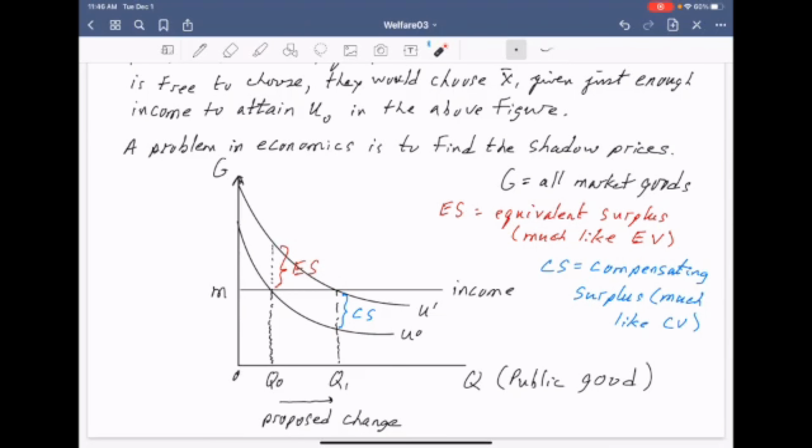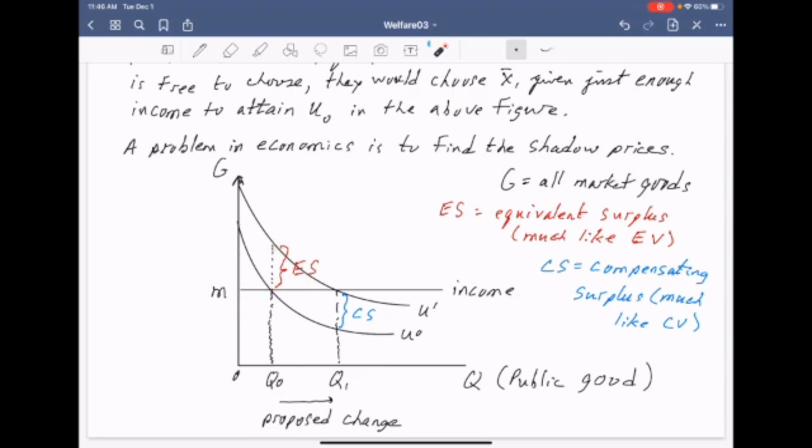If the answer is you have only the right to Q0, then we want to know how much you're willing to pay to go to Q1. And the maximum amount you're willing to pay is given by this CS, which is the compensating surplus, which is much like the compensating variation we had seen earlier, but here we don't have budget lines. We don't have these budget lines that are downward sloping. We have a vertical one. If you have the right, on the other hand, to Q1, then the question is, how much would we need to compensate you to stay at Q0? And the answer is the equivalent surplus, ES, which is this difference.